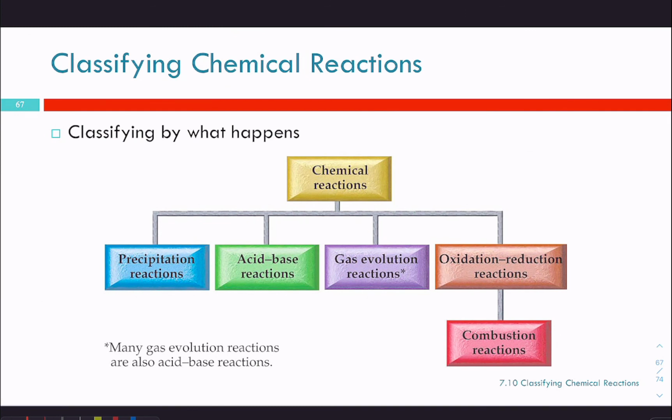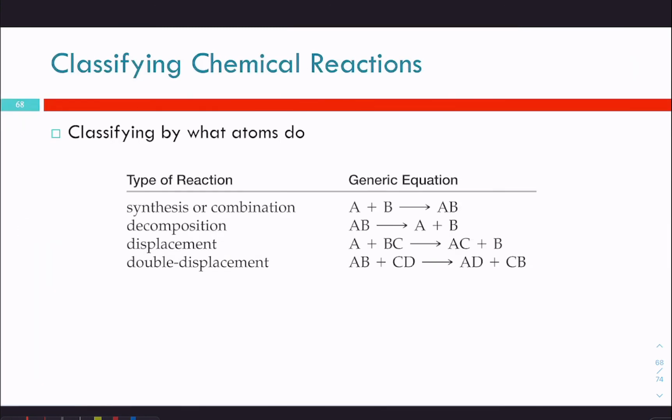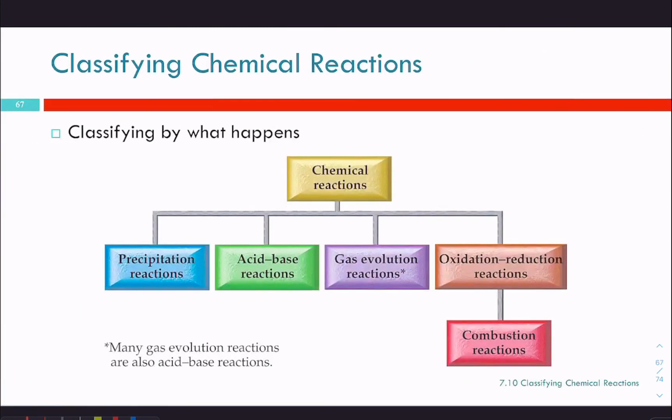So if you identify a chemical reaction, you have to be able to categorize it into the different types of reactions so you can properly predict what the products are going to be. So out of any chemical reaction, you can have a precipitation reaction, an acid-base reaction, a gas evolution reaction, which can also be acid-base, or oxidation-reduction reactions. Like so many of the other things that we've done so far, it's just classifying things.